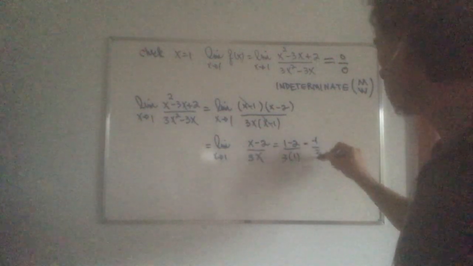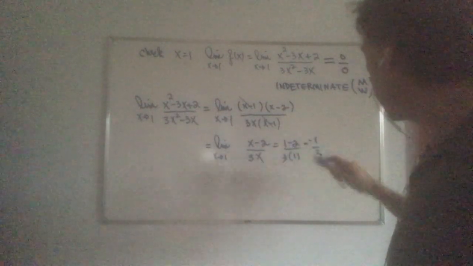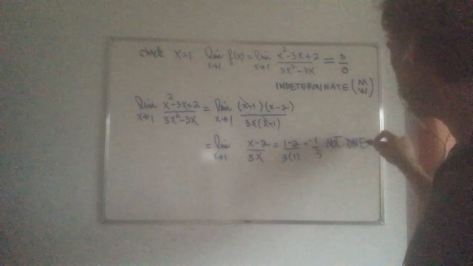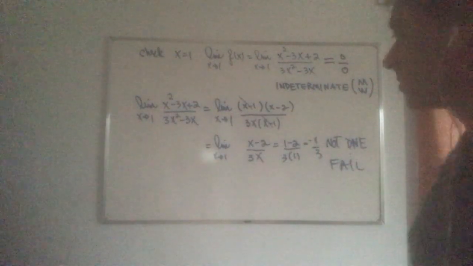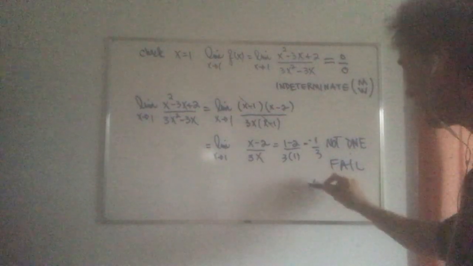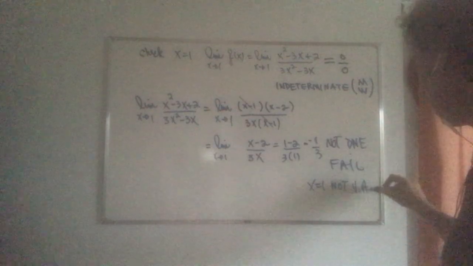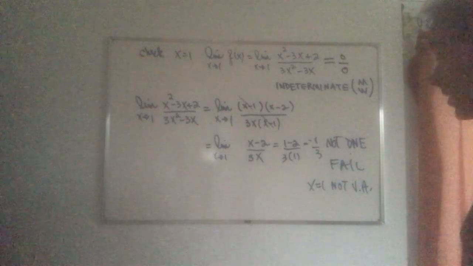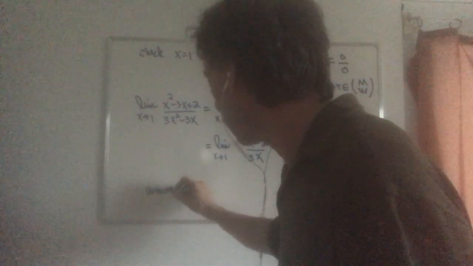This is not undefined. It's actually well defined. So fail. Aha! So I would not have seen this. This value, x is equal to 1, is not a vertical asymptote. It actually fails. So basically, my final answer is that I really have only one VA.